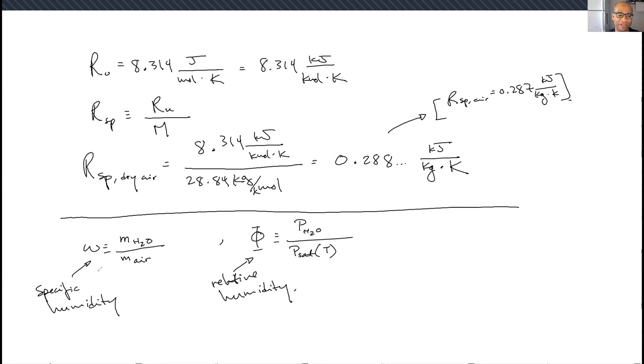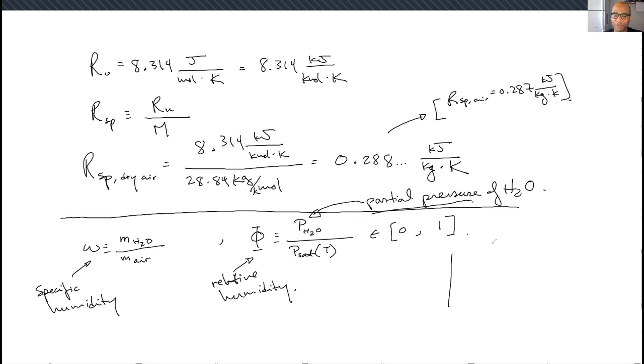Okay, so we have two ways of specifying humidity. I have the relative humidity and the specific humidity. The specific humidity tells me how much water there actually is. The relative humidity is a number that's going to sit in between 0 and 1. And in order to know this, we're going to define here the partial pressure of water. So let's just remind ourselves, what's a partial pressure?